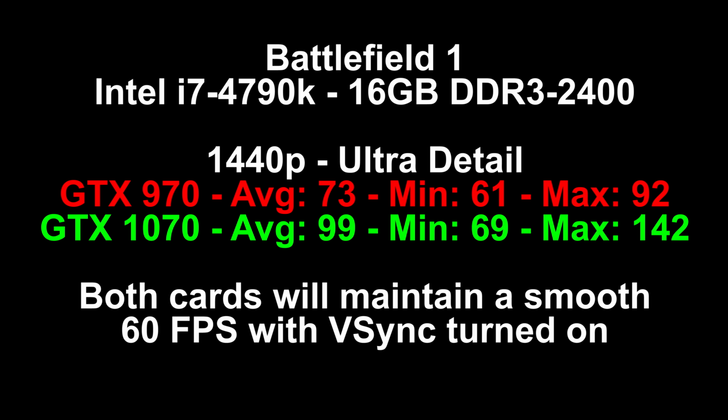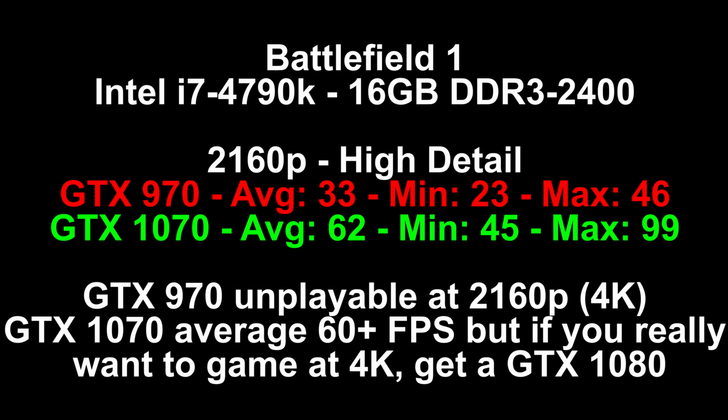What about 4K? At 4K resolution, the GTX 970 simply runs out of steam, an average of 33 frames per second with a minimum of 23 and a max of 46. Ignoring the FPS for a minute, it wasn't playable. It was choppy, it was rough, it was not a good experience.